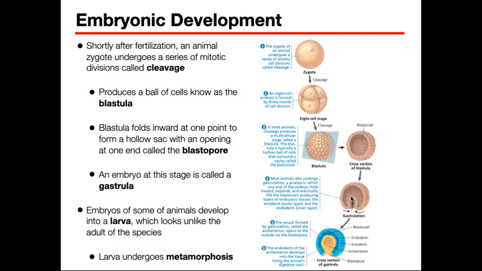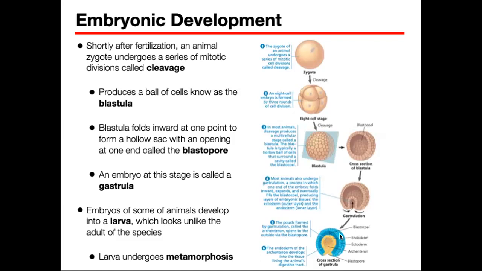So the pouch that is formed here by gastrulation is what we call the archenteron. Okay? And the archenteron would have this opening to the outside via what we call the blastopore. So basically, this yellow right here, if you follow my pointer, is the archenteron. The archenteron is actually like the primitive mouth, and the opening is what we call a blastopore.